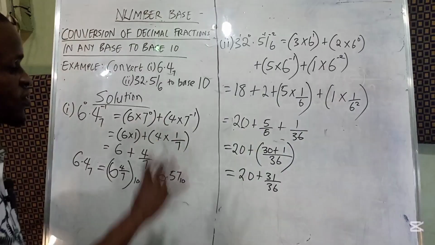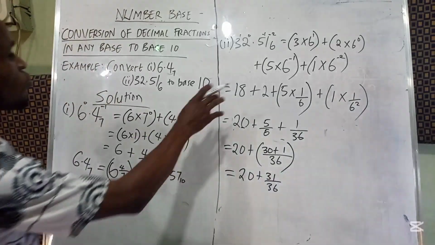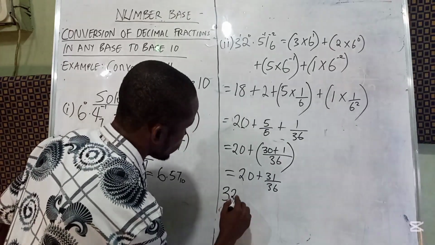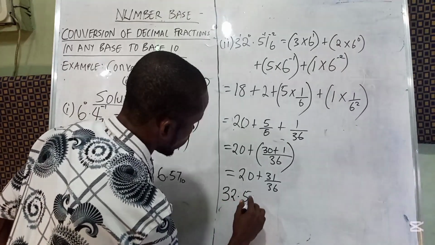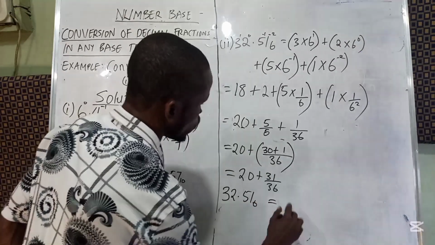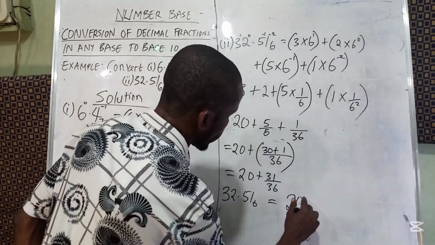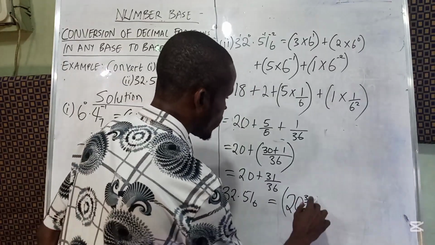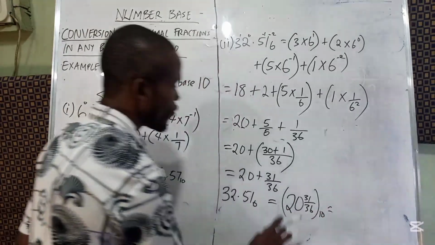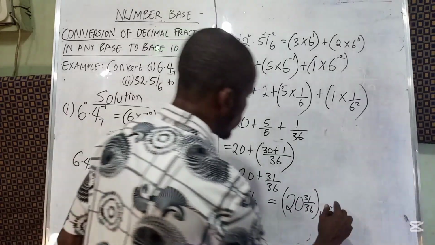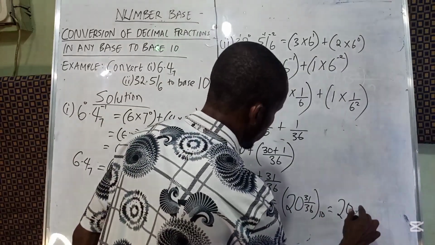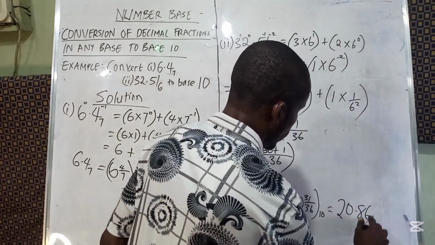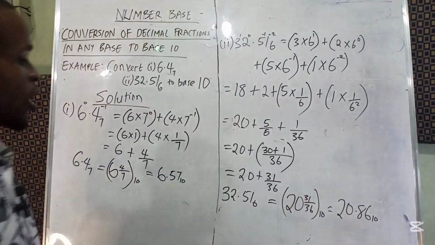All right, so this implies that the number 32.51 in base 6 equals 20 whole number 31 over 36, right? That is in base 10. Or if you convert this to decimal, that will be 20.86 in base 10. So that is how to convert.